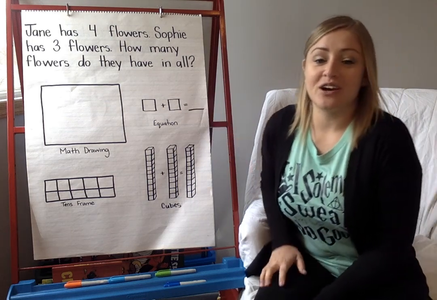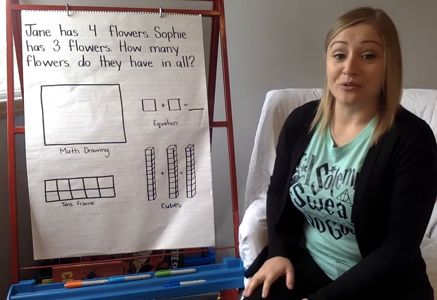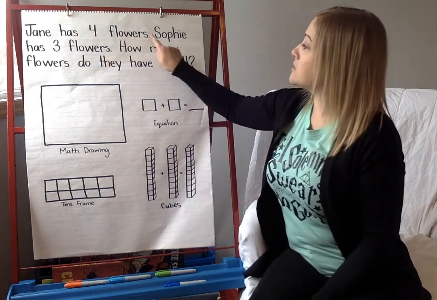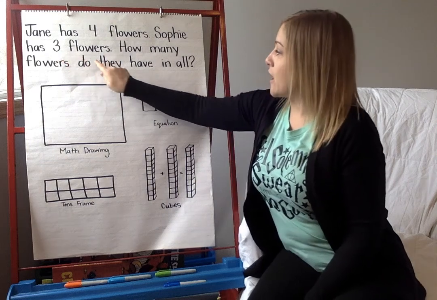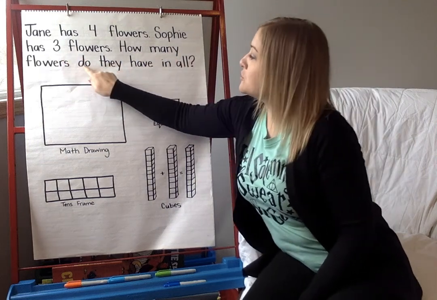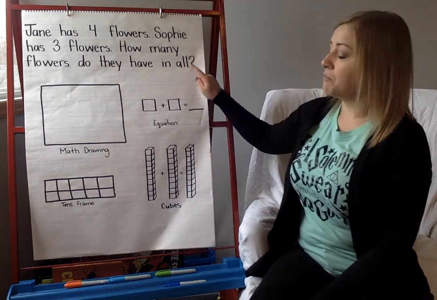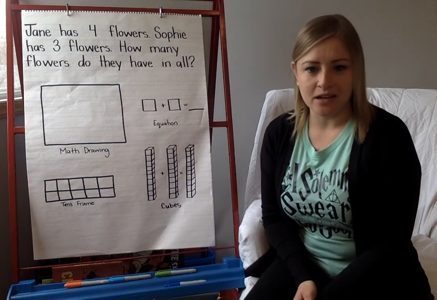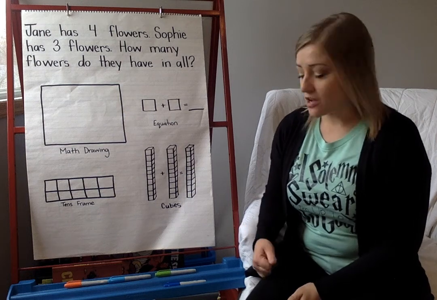So if we look over here, we have a word problem, and I'm going to read it to you. Jane has 4 flowers. Sophie has 3 flowers. How many flowers do they have in all? What do you think this question is asking us? Let's go back and look.